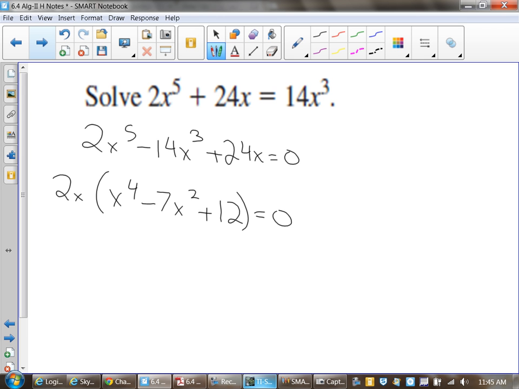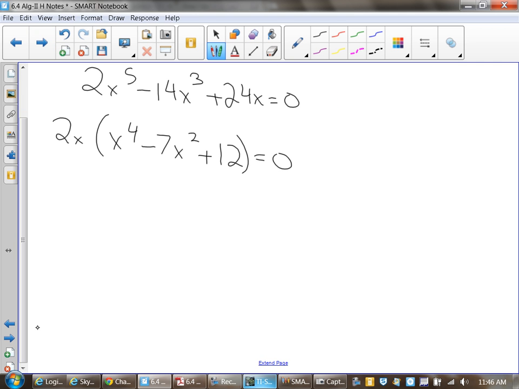What times what's positive 12? Add the other to get to negative 7. Very good. Negative 3, negative 4. Remember the rule, since my exponents are going down, 4 then a 2, I can just write it out. So it's 2x times the quantity x squared minus 4, x squared minus 3 equals 0.